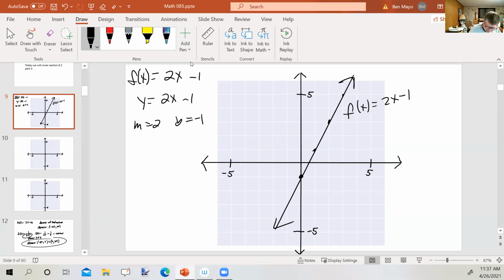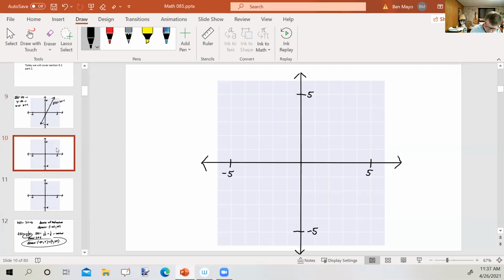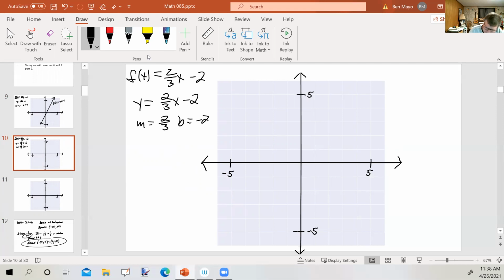Let's take a look at another graph. How about this one? F of x equals 2/3 x minus 2. This is also in slope-intercept form. In fact, most often functions are written in slope-intercept form because they write it in terms of y, or in this case, f of x. So if y equals 2/3 x minus 2, the slope is 2/3 and the y-intercept is -2. So -2, up 2 and over 3, up 2 and over 3.